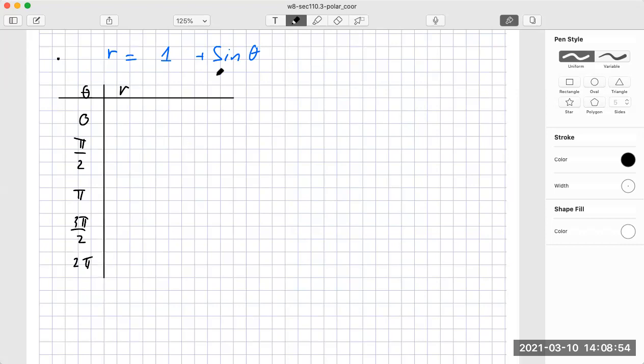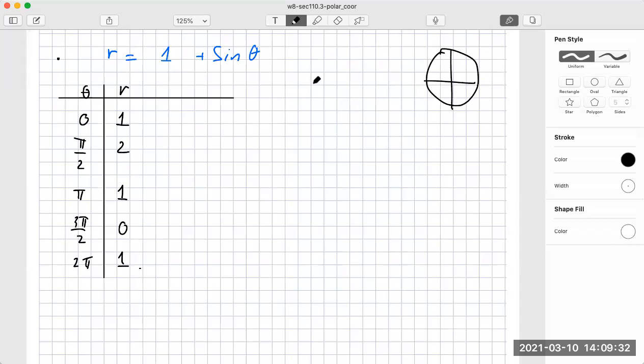What are the corresponding values of r here? Yes. And 2, right? And at pi, 1, 0, very good. And at 2 pi, sine of 0 is 0, right? If we go over 2 pi, it will repeat because it's periodic, right?